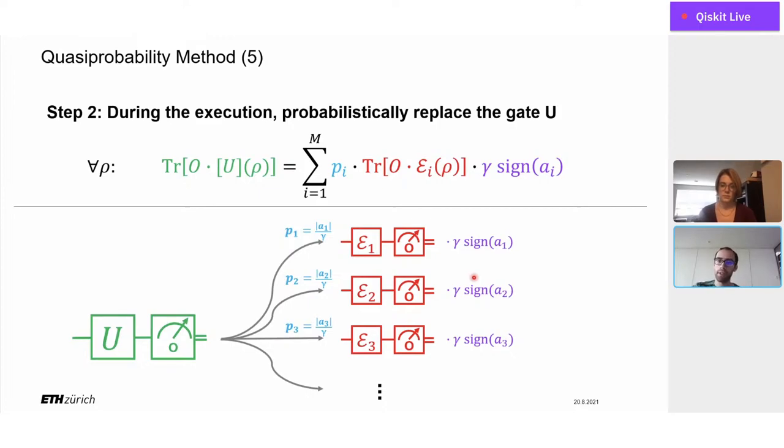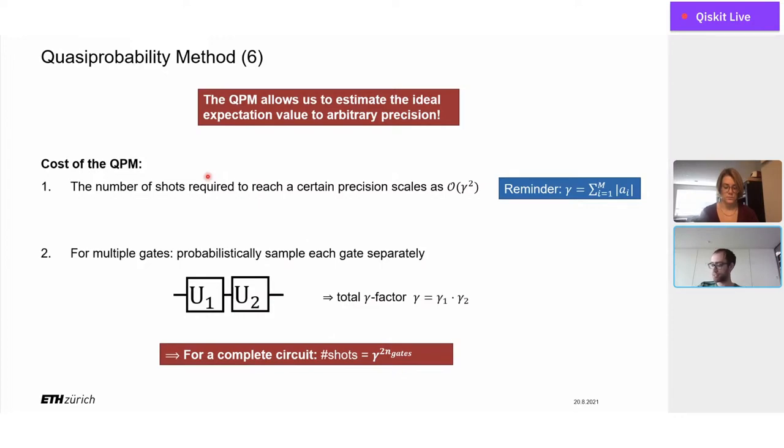And this equation now on top tells you that if you do this procedure many, many, many times, and you average the outcome that you receive from that procedure in every different shot, over many, many shots, then you will get the precise expectation value that you would have if there was no noise present on the hardware. Right, so let me just say that again, because this is an important point: the quasi-probability method, in principle, would allow us to estimate the ideal expectation value of our quantum circuits to arbitrary precision just by throwing more shots at our problem, which is a classical resource in a certain sense.